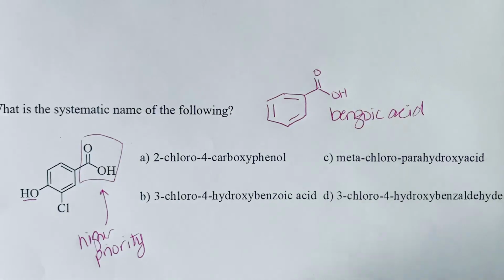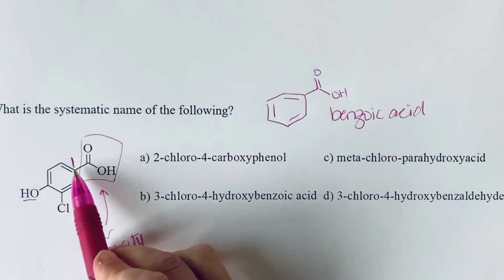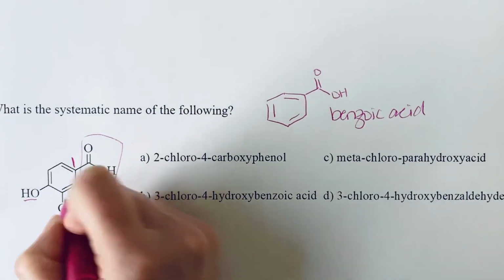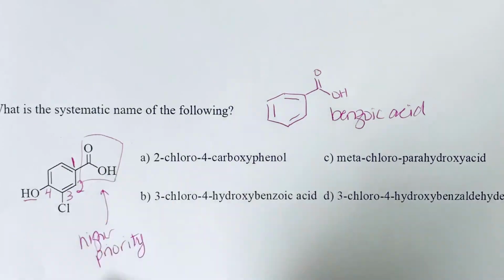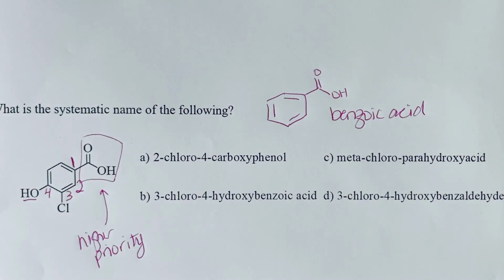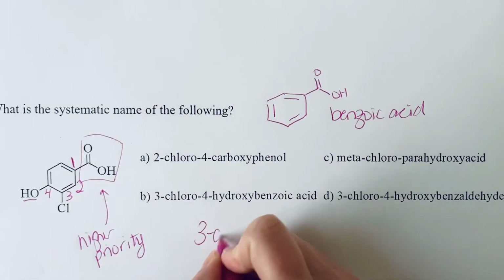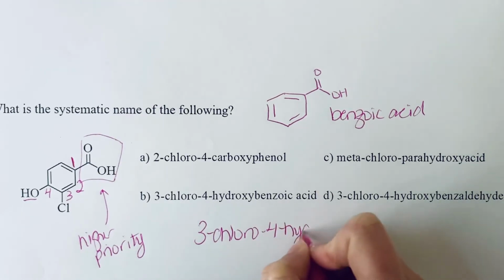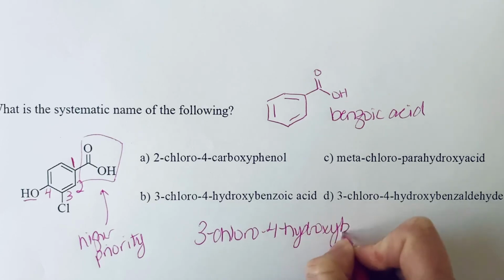And so we will put the number 1 at where that benzoic acid is attached, and then we're going to number to give the lowest number to the substituent. So we're going to go this way so that we hit this chlorine substituent at carbon 4 and then the hydroxy at carbon 5. So this is 3-chloro-4-hydroxybenzoic acid.